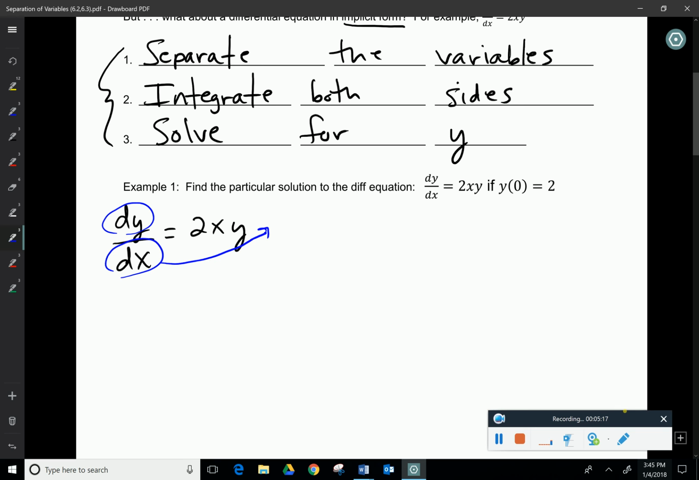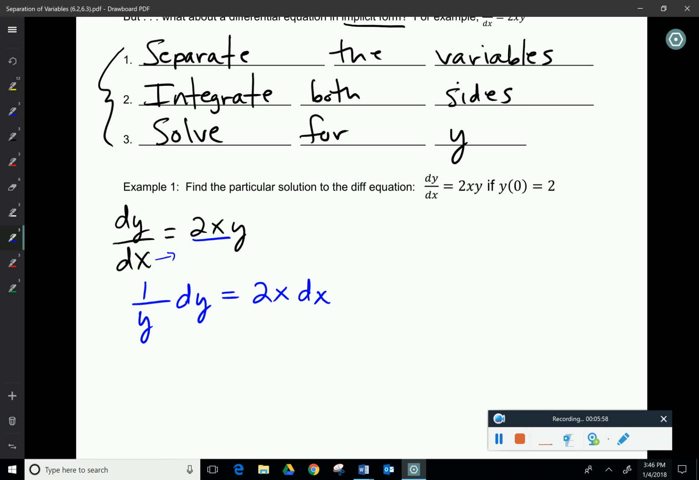That's going to move the dx over here. But remember, at the same time, I don't want this y here. Since this y is being multiplied, to get rid of it, I'm going to divide by y. So on the left, I'm going to have 1 over y, and I want to keep the dy on that side. On the other side, where I already had the 2x, that's going to stay there. Like we said a minute ago, I'm going to multiply by the dx, and that's going to bring the dx over here. So that easily, I have separated the x's and y's.